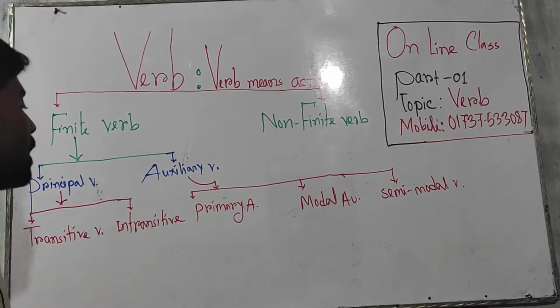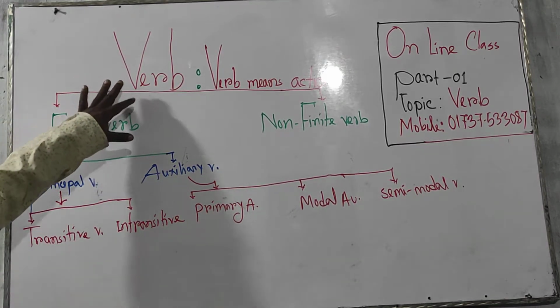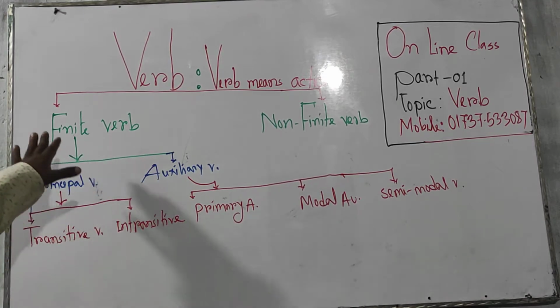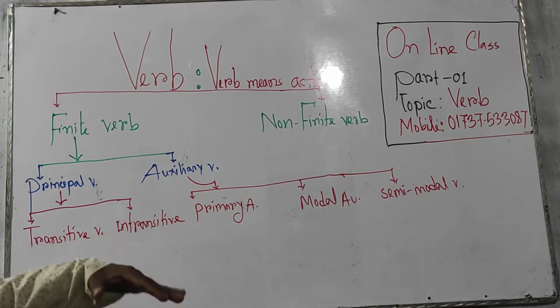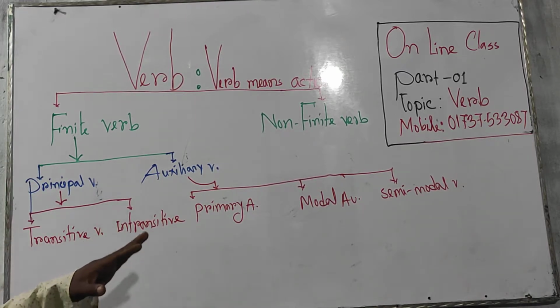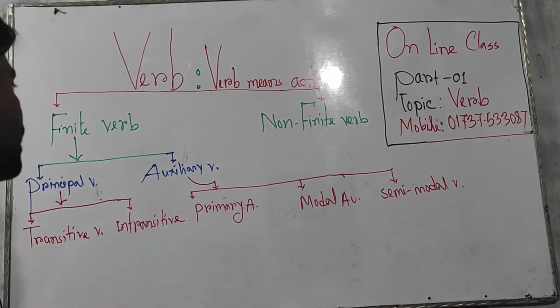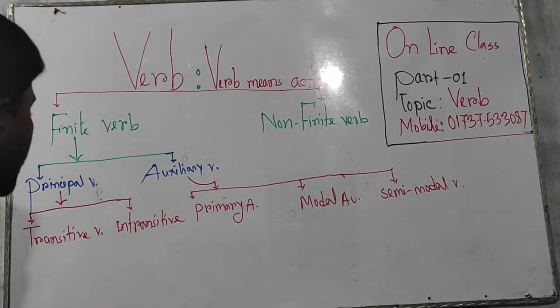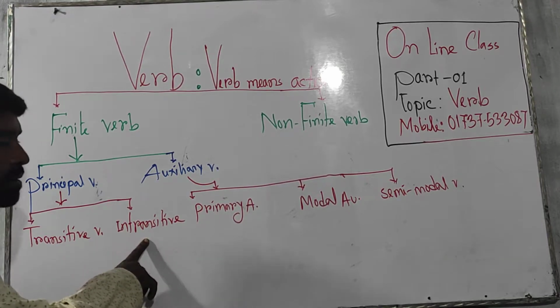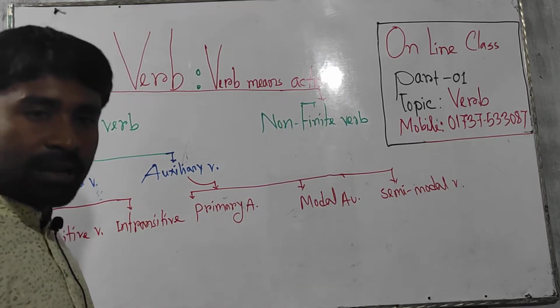Okay. Do you know that I am also repeating this topic again. Verb means action. There are two types of verbs, finite verb and non-finite verb. And today I am going to discuss the topic of finite verb. There are two types of finite verb, principal verb and auxiliary verb. Okay, and now we also see on the board that there are two types of principal verb, transitive verb and intransitive verb. Then auxiliary verb. There are three types of auxiliary verb.